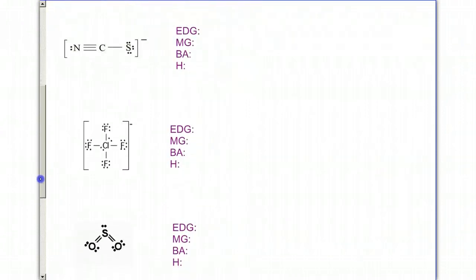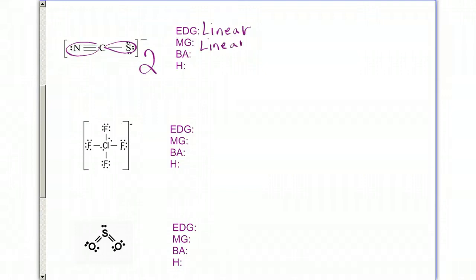The second one is going to be CNS. It has 2 domains. So if it has 2 domains, then the electron domain geometry is linear. The molecular geometry is also linear because there are no lone pairs. We have AX2. The bond angle is going to be 180 degrees, and the hybridization will be sp.